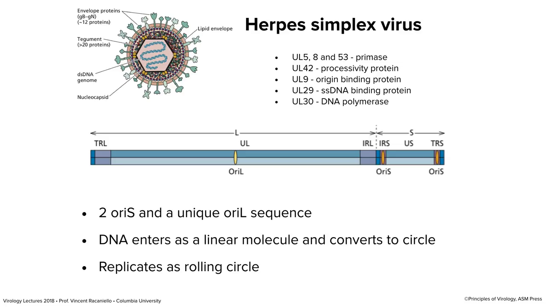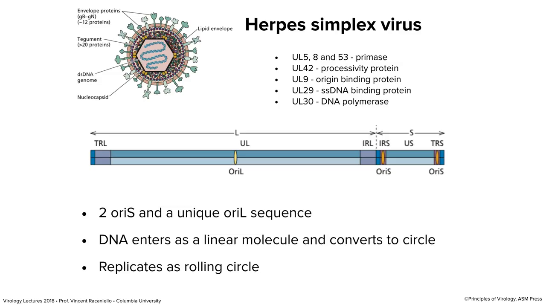And herpes simplex, we're getting even bigger. We have even more components of the DNA replication apparatus encoded by the virus. So this is an envelope virus in which there is a nucleocapsid, which is an icosahedral shell with a DNA genome in it. And you can see here very nicely between the nucleocapsid and the membrane, there are all these proteins, over 20 proteins in there, one of which is VP16, the transcriptional activator we talked about last time. This virus delivers the DNA into the nucleus, as we saw last time, and it is replicated, as we'll see in a moment. It has three origins.